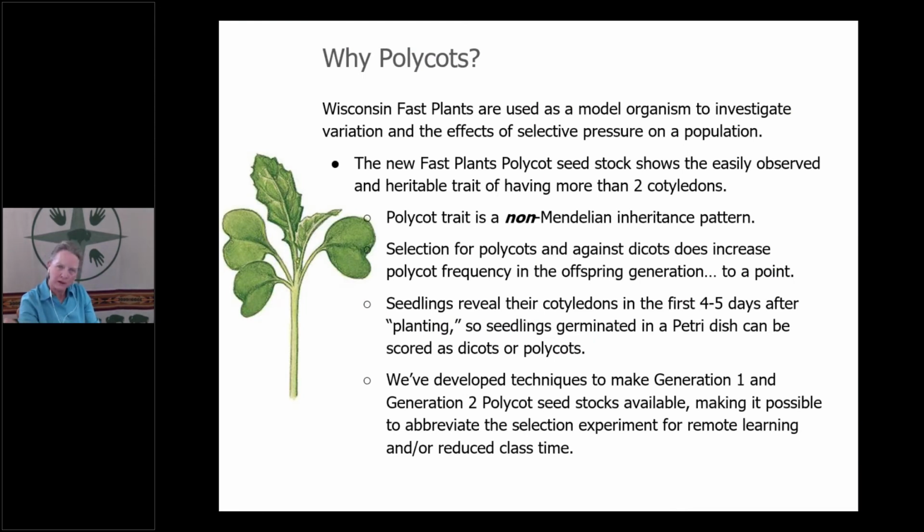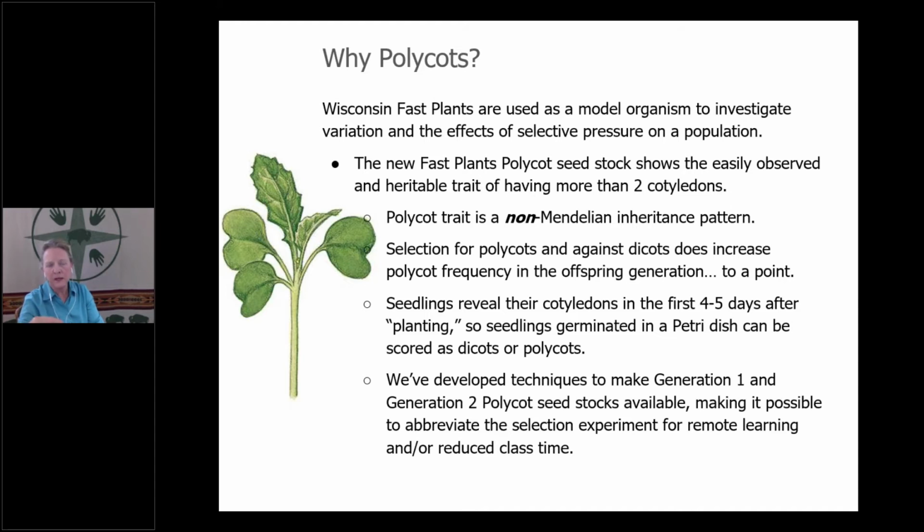But now we have polycots, and the reason why we're leaning towards polycots as a really good alternative is that this seed stock, which we've been working on for about 10 years, is not a Mendelian trait, but it is a trait that doesn't appear to be influenced by environment, or at least not that we've been able to detect yet. And we see that when we select for polycots and against dicots, we can increase polycot frequency in just one generation.